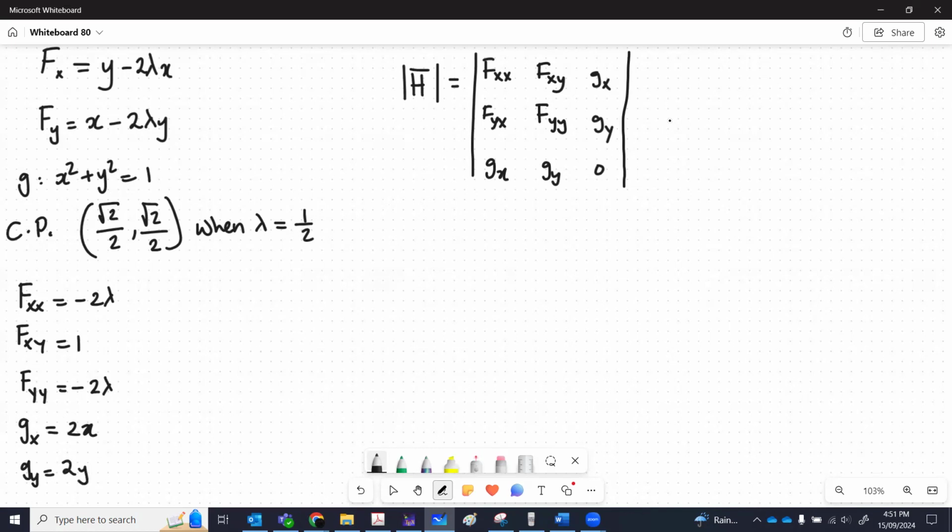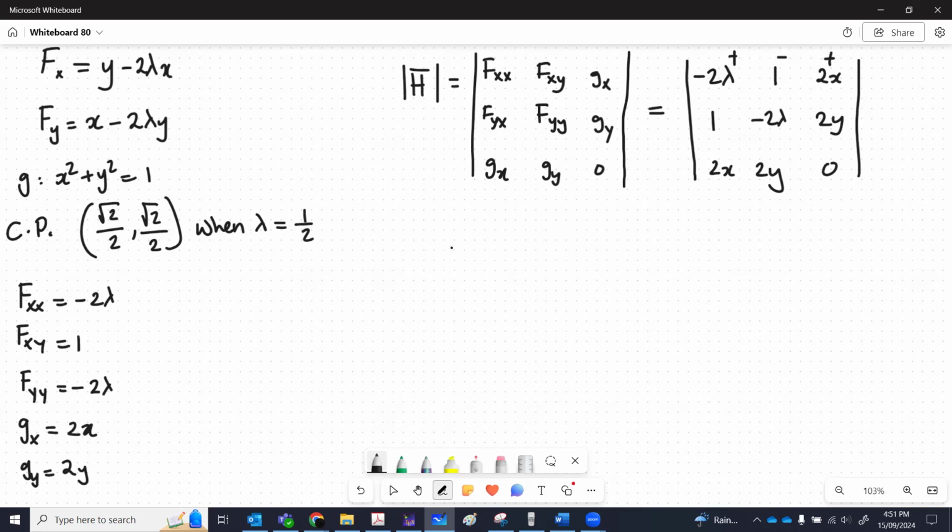All right, then we substitute them into our matrix. Fxx is minus 2 lambda. Fxy, we have 1, and then gx is 2x. Then here we have 1, minus 2 lambda, and here we have 2y. Here we have 2x, we have 2y, and then 0 goes over here. This is a 3 by 3 determinant, which we know how to do either using the cofactor method, or we can use the method of diagonals.